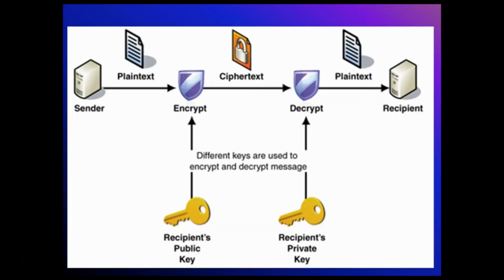Here is an example. Let's assume you are the sender of a plain text message. That plain text message is encrypted using the recipient's public key. Once that's been done, it's created into ciphertext. That ciphertext is then decrypted. It's decrypted using the recipient's private key. Upon completion, the decrypted message becomes plain text once again and is sent to the recipient. As you can see, there's a public key and a private key involved in this process.